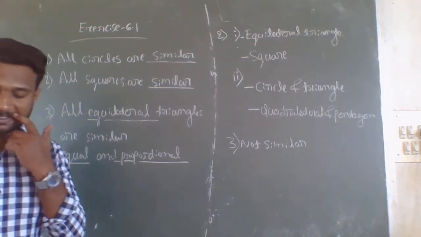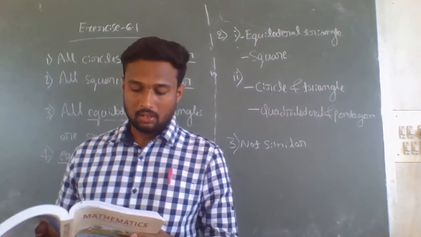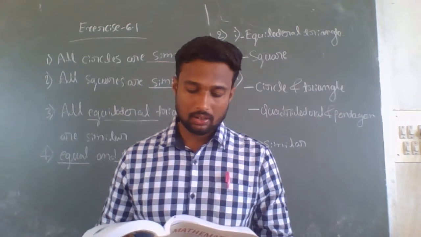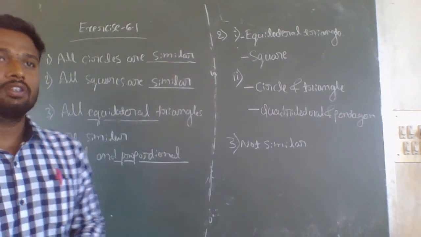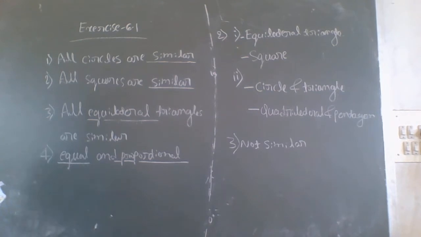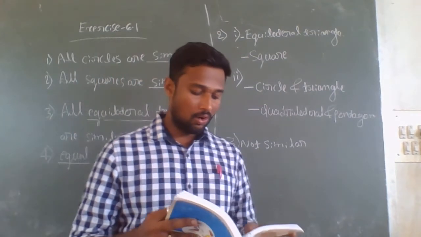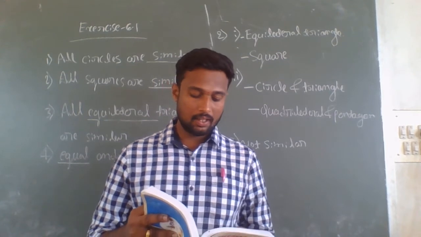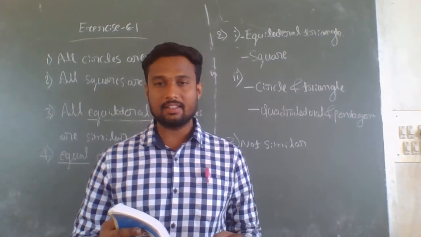So here in 6.1, the first main question: fill in the blanks using the correct word given in brackets. So they have given some words in brackets, and they are asking to fill the blanks using the correct word. The first question is: all circles are, and they have given options as congruent and similar.